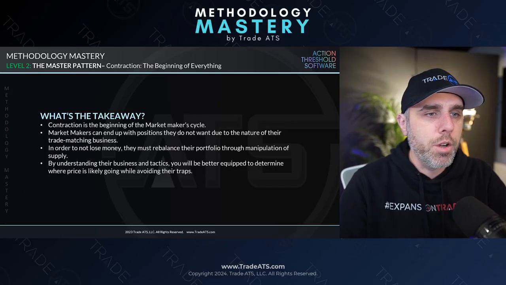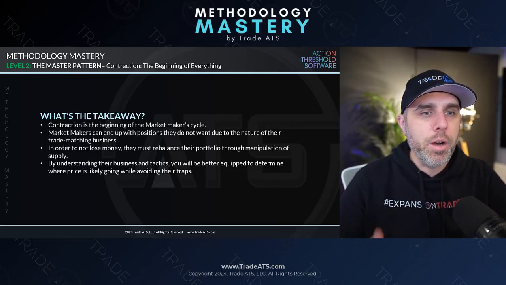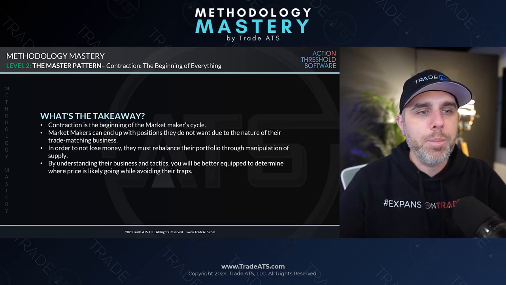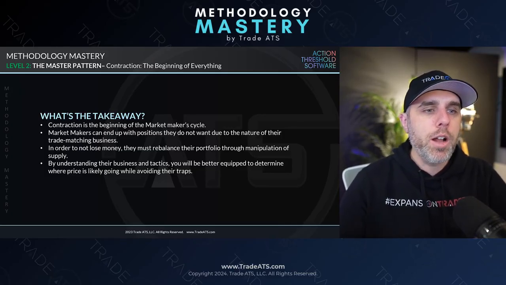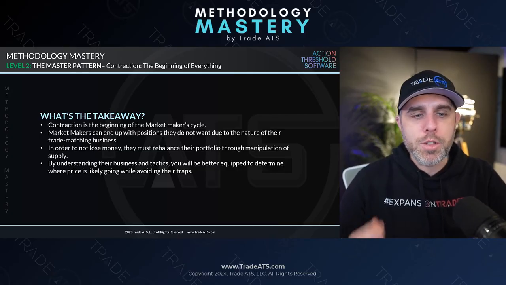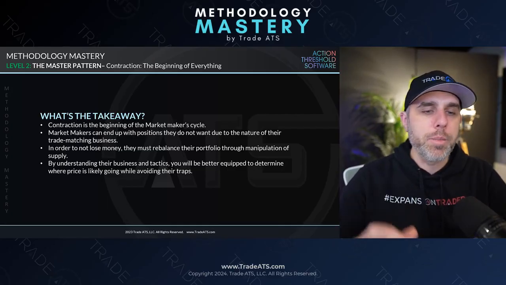So what's the takeaway from this lesson? Contraction is the beginning of the market maker cycle, the three market phases. Market makers can end up with positions that they do not want due to the nature of their trade matching business. In order to not lose money, they must rebalance their portfolio through manipulation of supply. Again, this is not necessarily nefarious all the time.